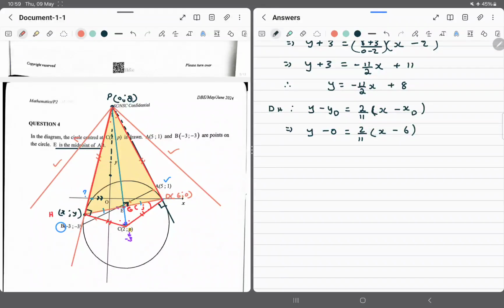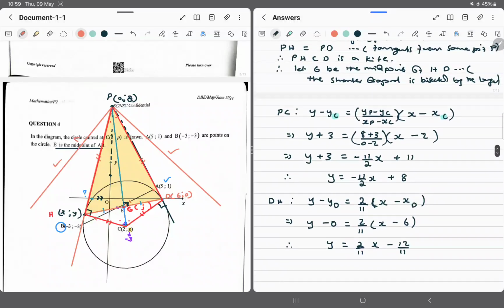All right, so therefore y is equal to 2/11 x minus, this is going to be minus 12/11. So that's the line of DH.